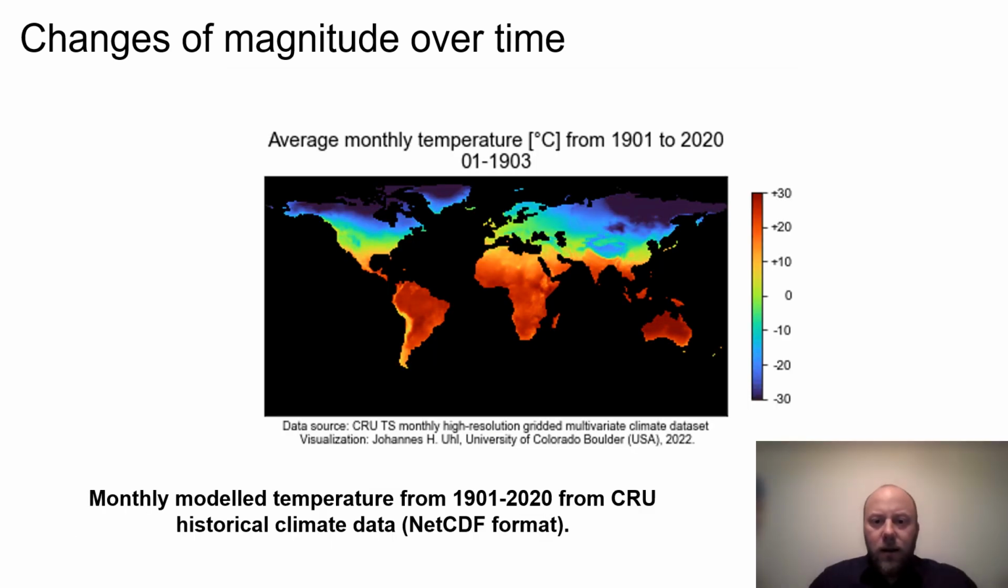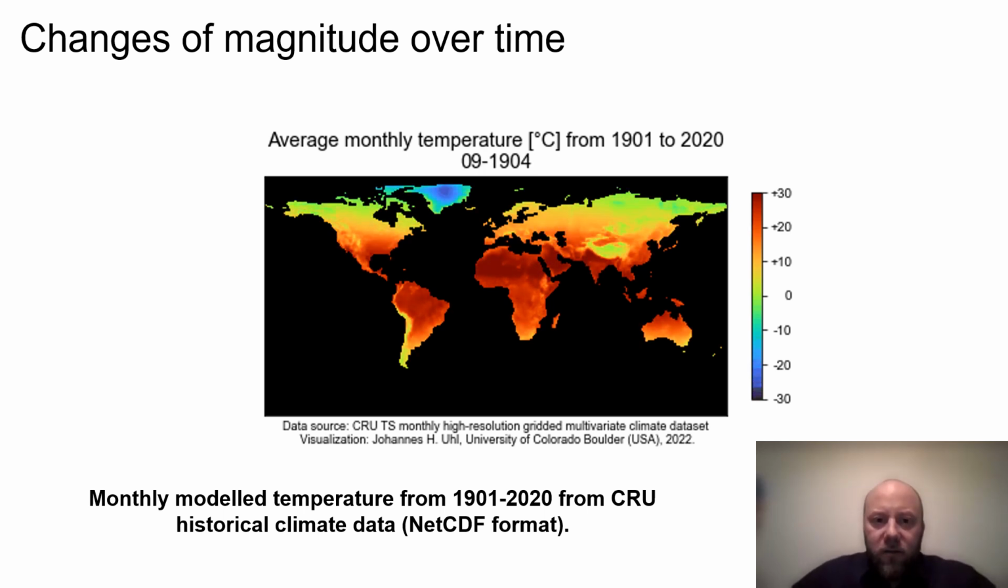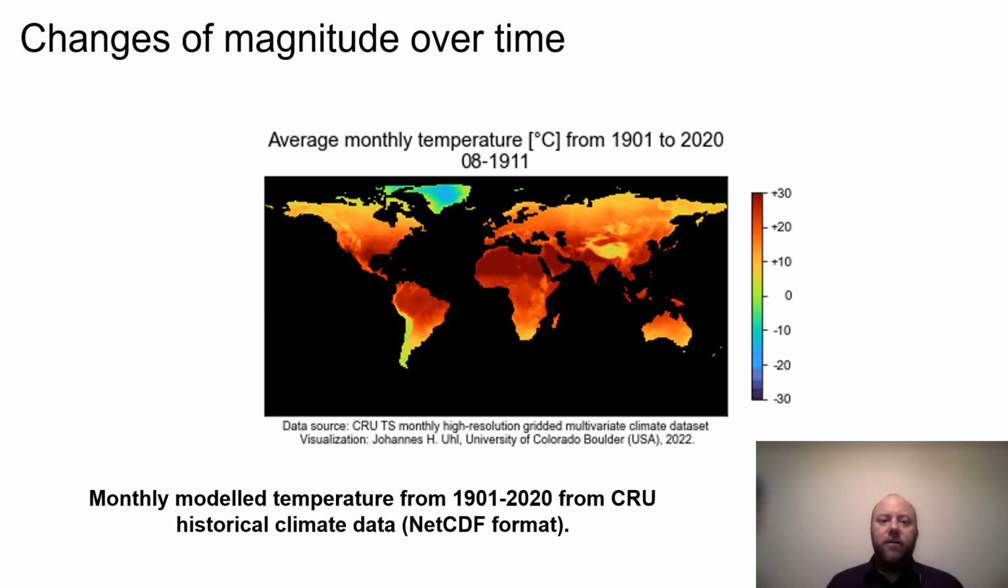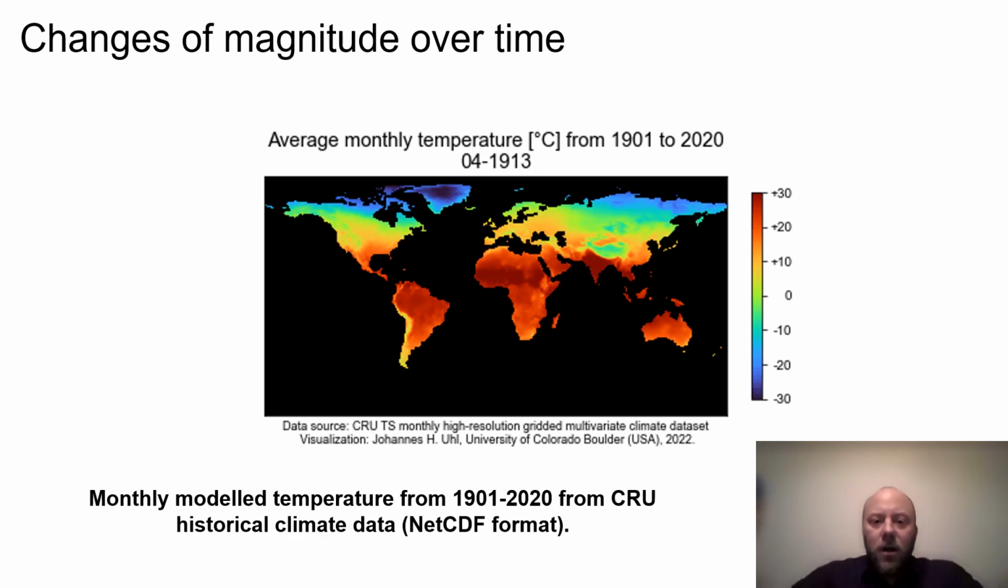Another example is changes of magnitude over time within fixed grid cells. So what you can see here is an animation that shows the change of average monthly temperature from the early 1900s. Of course, you can see nice spatial patterns here. Code for this is also available on my GitHub.